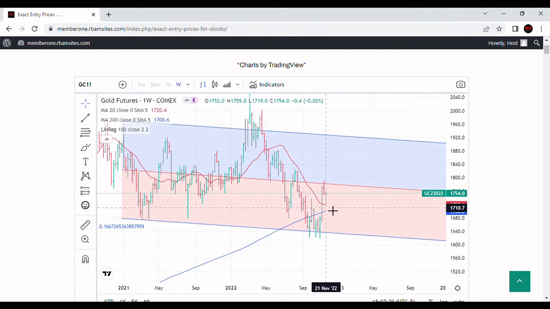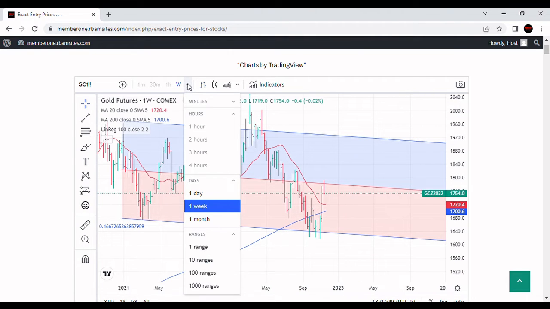Again, if gold breaks down below the 20-day moving average here next week, and then gets back caught up in the 200-week moving average, then you're not going to see a good rally in gold. I'm not predicting anything, I'm just going through it.